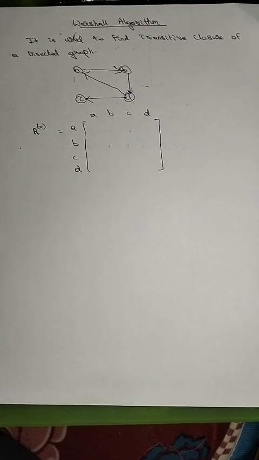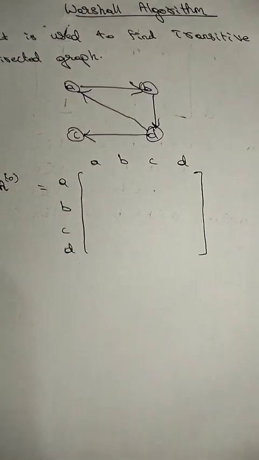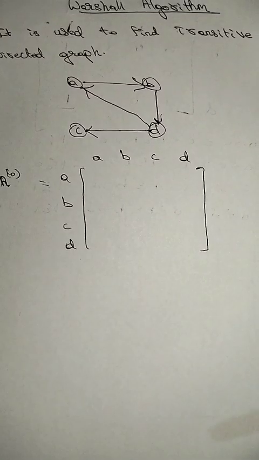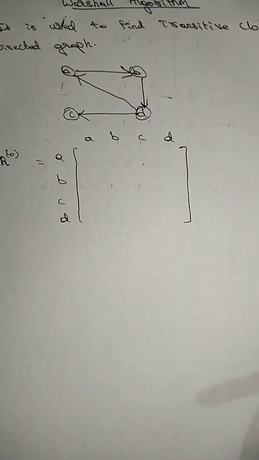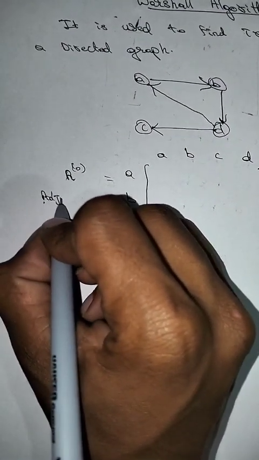We use Warshall Algorithm to find the transitive closure of a directed graph. For example, I took this directed graph and today I am going to explain how to find the transitive closure of this directed graph. For this, we have to first find the adjacency matrix, that is R0. This is adjacency matrix.